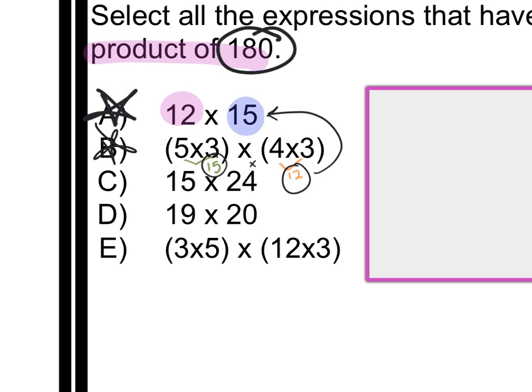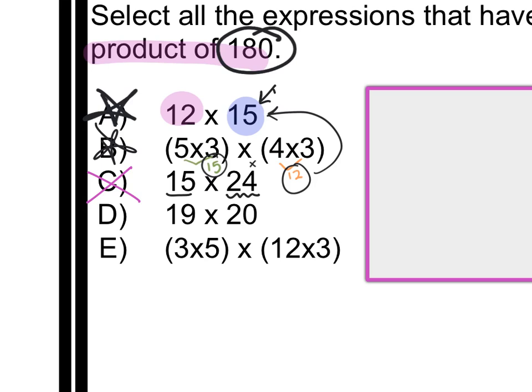Now, I'm going to think through this a little logically. I know that 15 times 12 is 180. So if I have 15 times 24, which is way more than 12, I know that that's going to give me an answer much bigger than 180. Just knowing that 15 groups of 12 gives me 180, 15 groups of 24 is going to give me something much bigger. So I know that C is not going to work out.